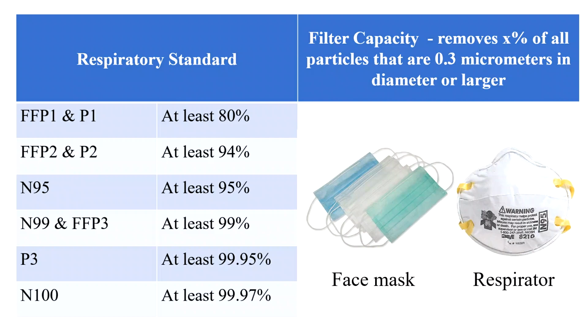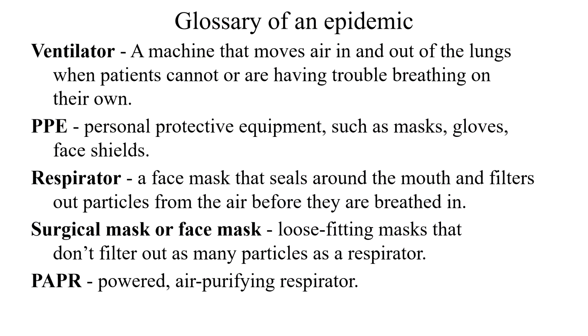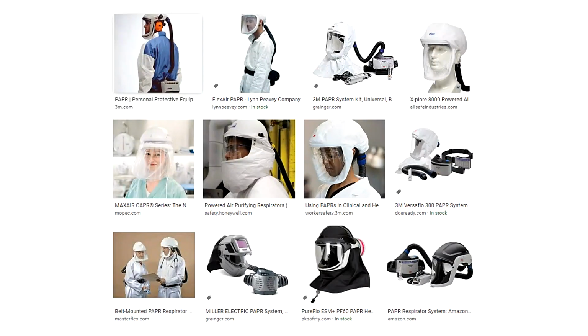The number that you see associated with a respirator, N95, N99, N100, or FFP1, FFP2, FFP3, and P3, is a designation of the percentage of all particles that are 0.3 micrometers in diameter or larger that these masks can actually filter out. Now, something else we now hear about is something called the PAPR, powered air purifying respirators. Here's a couple of samples from different companies that have these PAPRs.